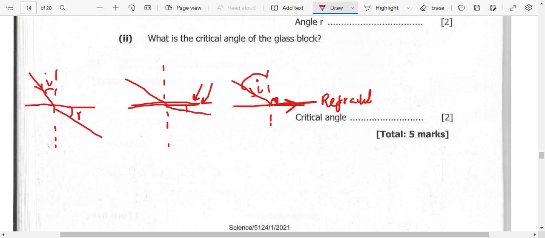If the refracted ray is on this plane at 90 degrees, then the angle of incidence which you have here is called the critical angle. Okay, is that okay now? Yes, yes. All right.